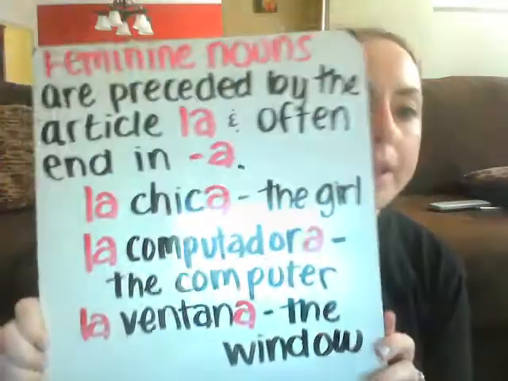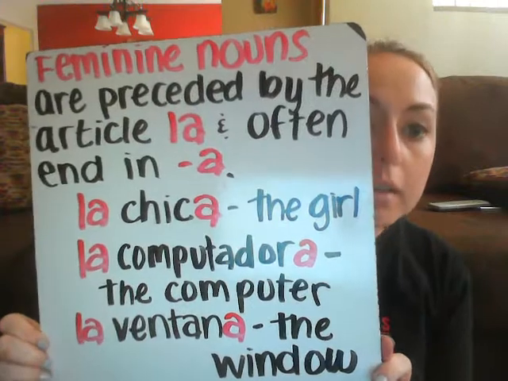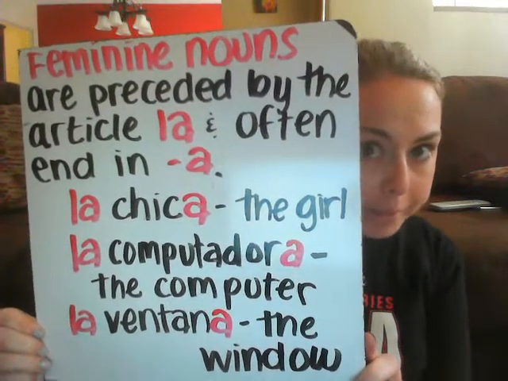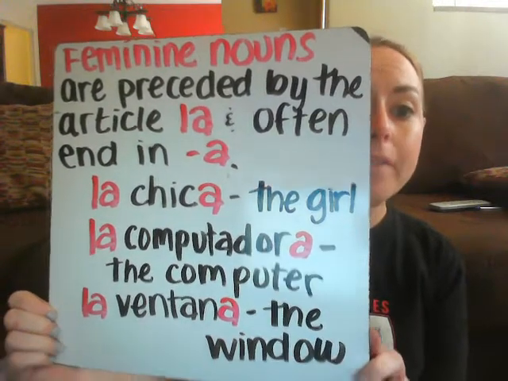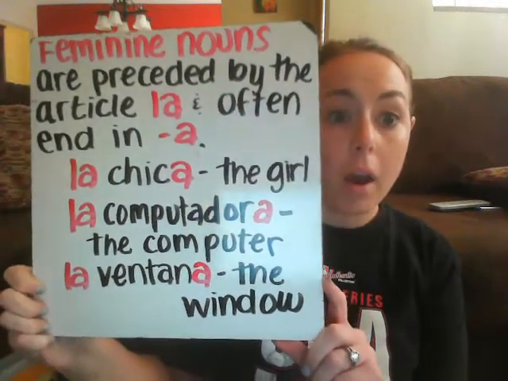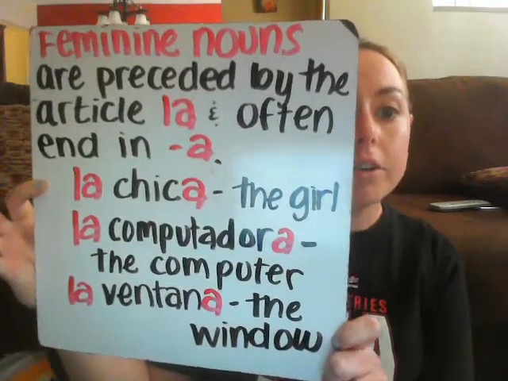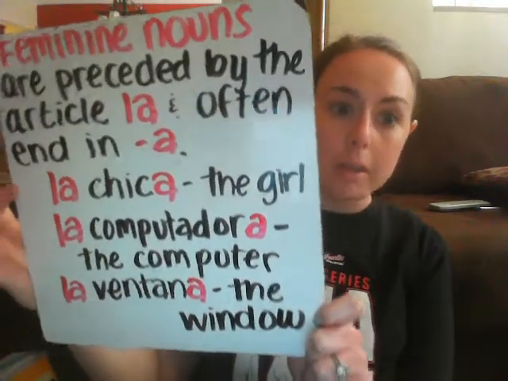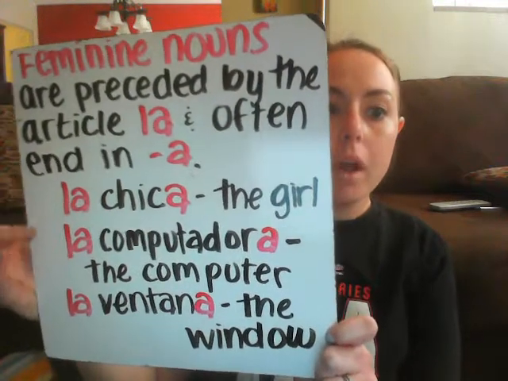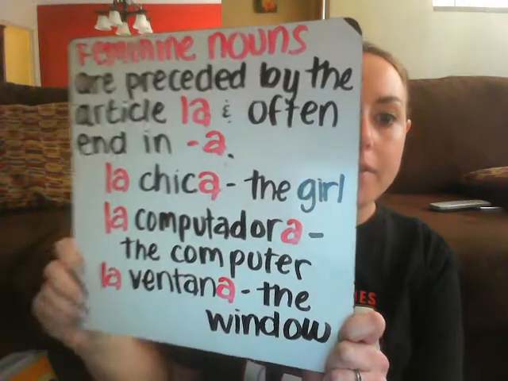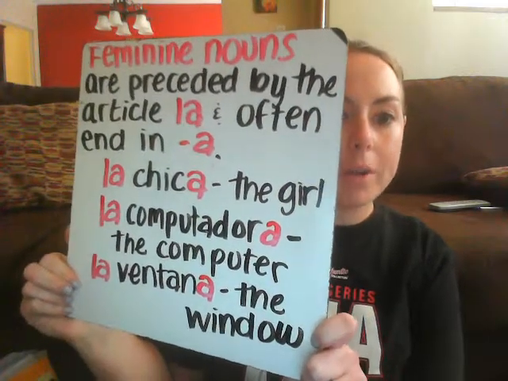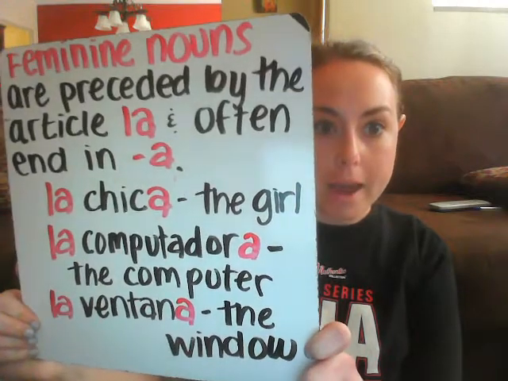Okay, so starting with el and ending with O, that's for masculine nouns. For a feminine noun, feminine nouns are preceded by the article la and often end in A. So kind of like how we had el and O, here for feminine nouns we have la, and then they often end in the letter A, but not always. I have la chica for the girl. The boy was el chico. La chica is the girl. La computadora, again la, and I end in an A for a feminine noun, and la ventana for the window. All of these would be examples of feminine nouns.